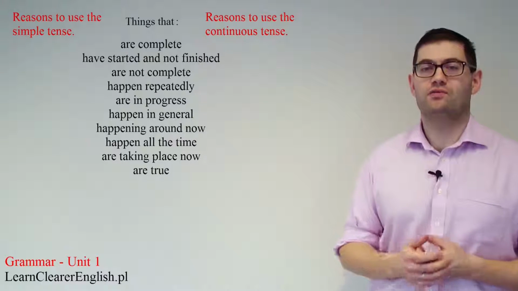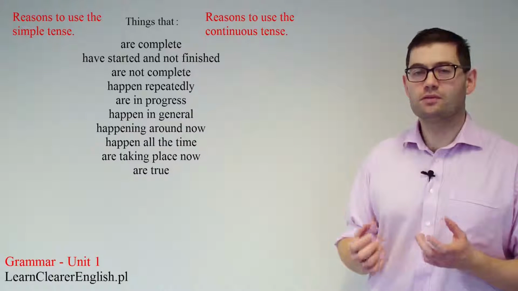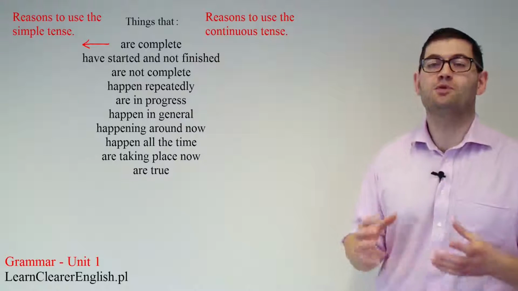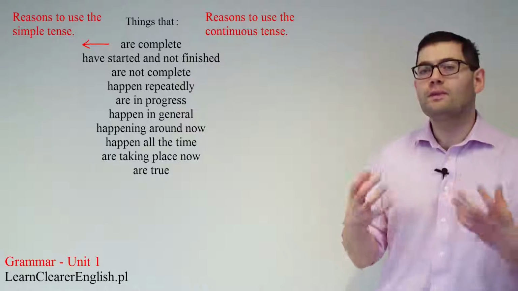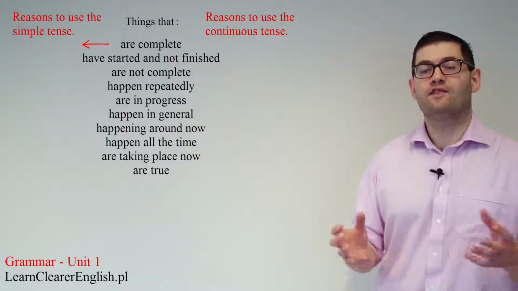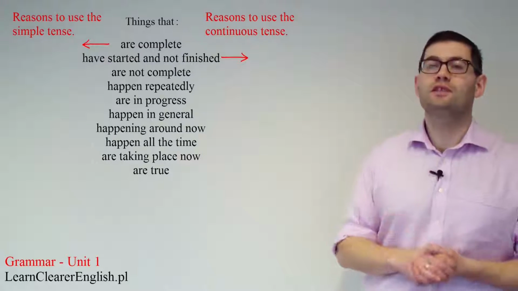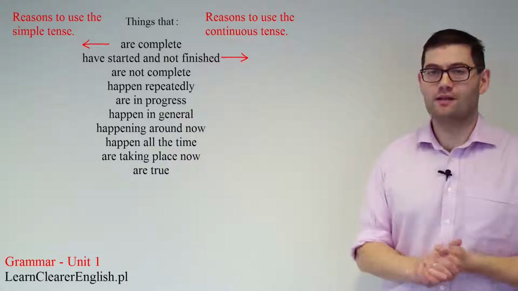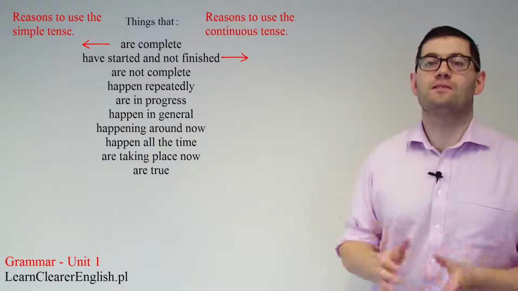Think about the first rule, something which is complete. Is this a rule for the simple or the continuous? Well, it's a rule for the simple tense. The simple tense concentrates on things which are complete. Well, what about something which has started and hasn't yet finished? Well, if something is complete is simple, well, something that's not complete is a rule for the continuous. Now, I'd like you to put the remaining rules in the correct columns. Please use the pause button to stop the video to give yourself some time to do this.